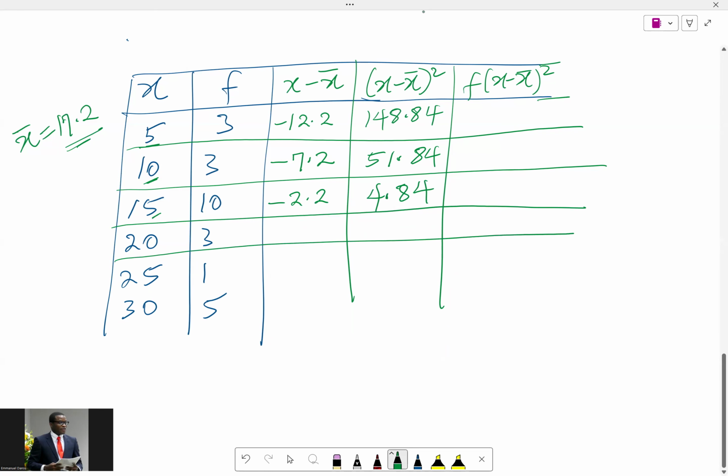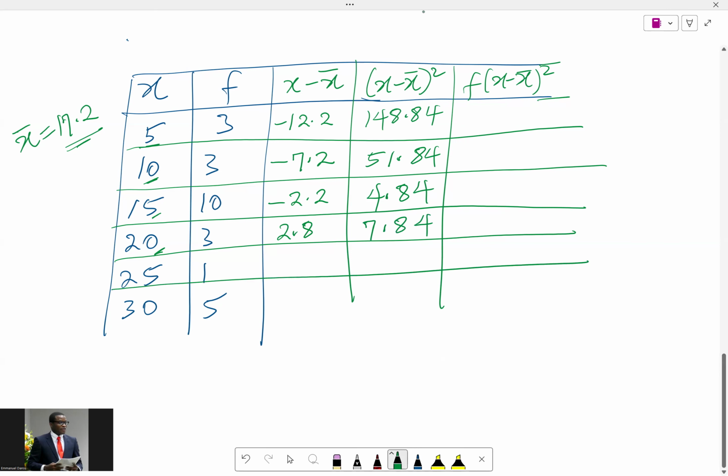And then we have 20 minus 17.2. For the first time, we're going to get a positive value. 20 minus 17.2 is 2.8. Then if we square that, that will give us 7.84.